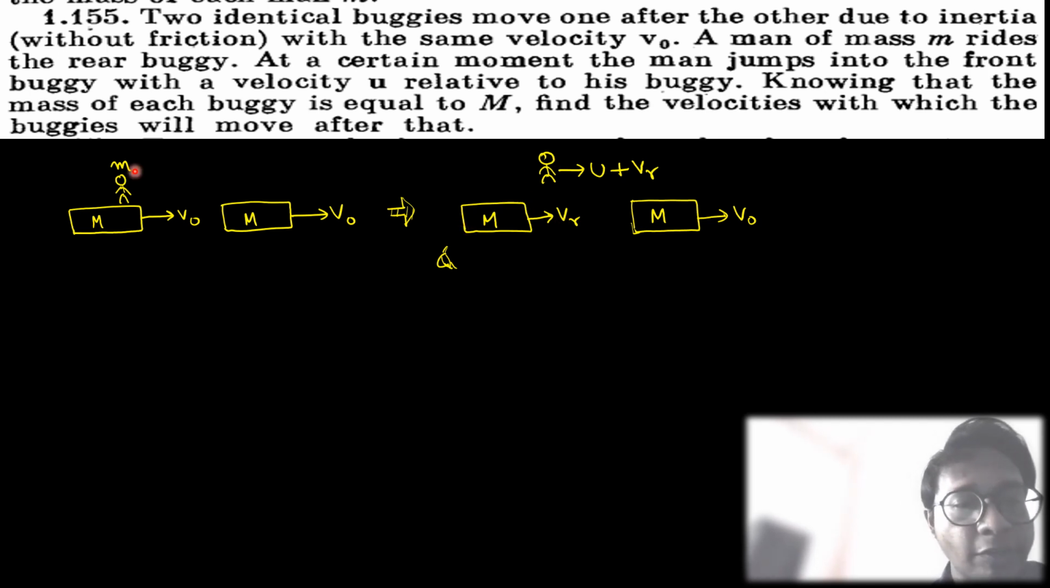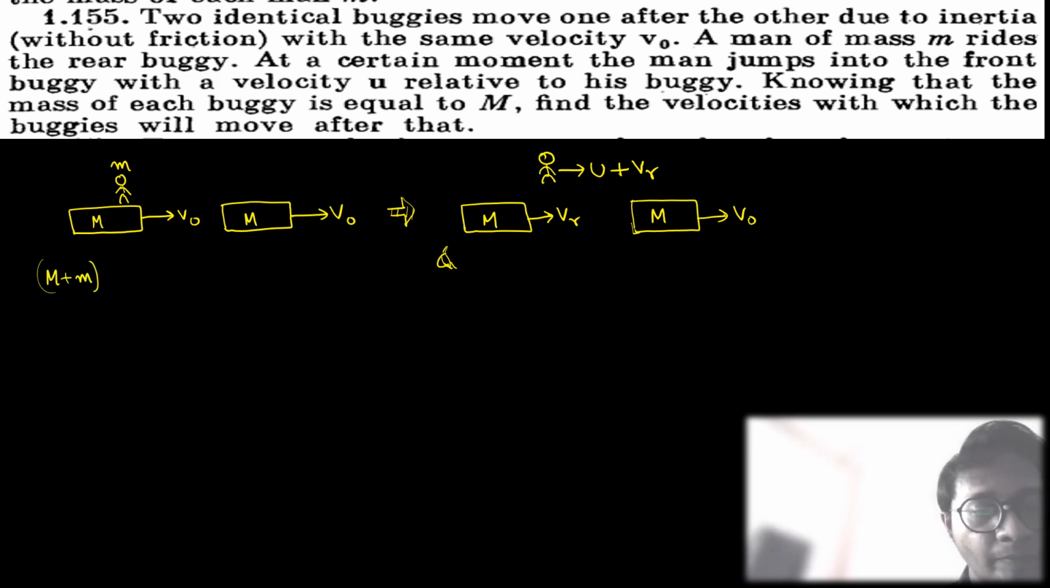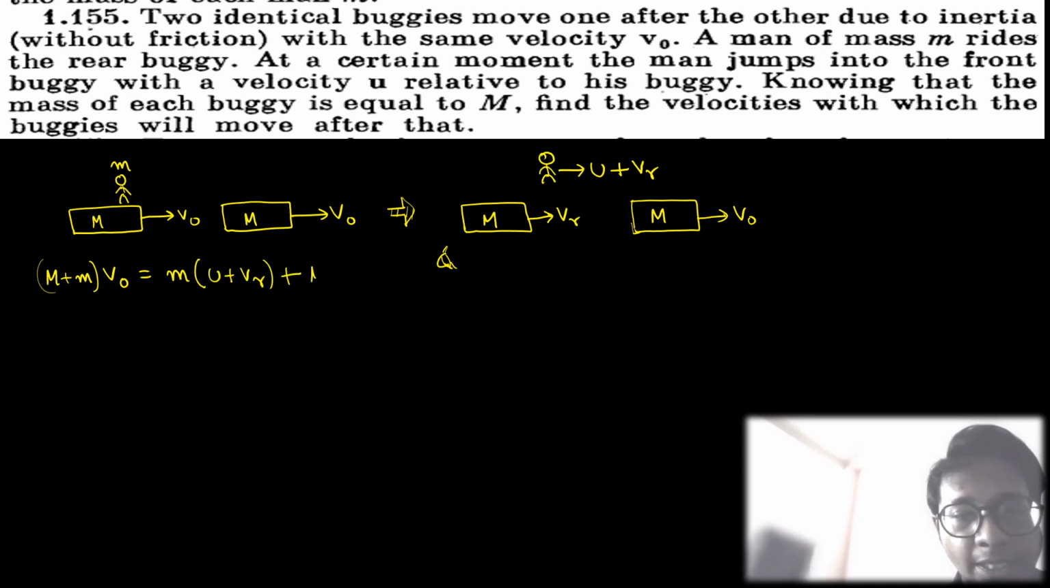So let me apply conservation of momentum here, because if we consider this person and this mass as a system, there is no external force acting on this system. So initial momentum is equal to (M plus m) into v naught. Final momentum is equal to M into vr plus small m into (u plus vr). I need to find the value of vr.